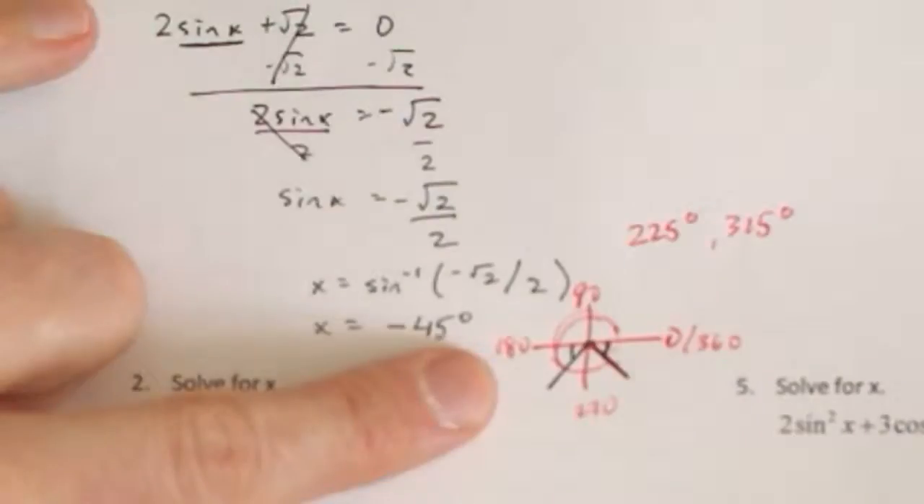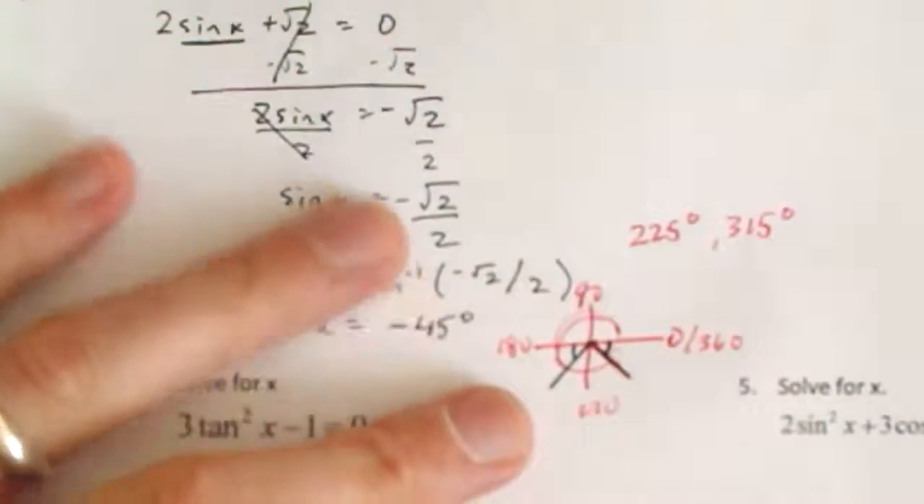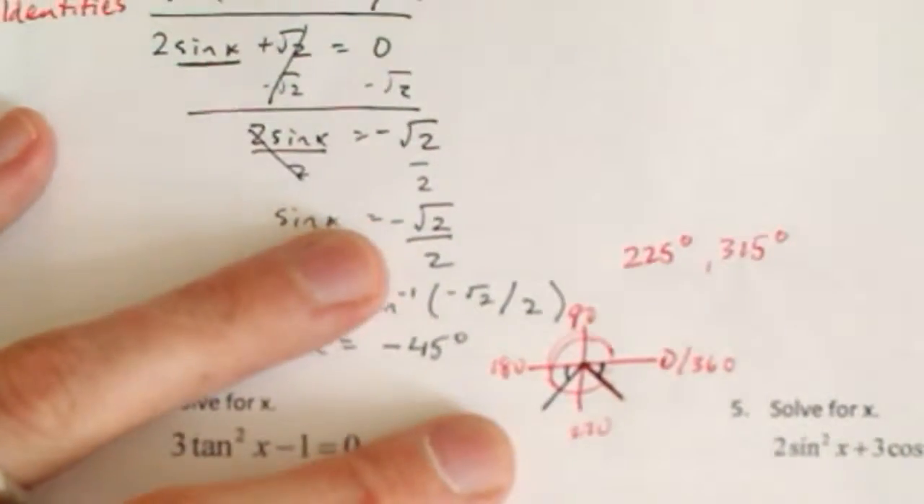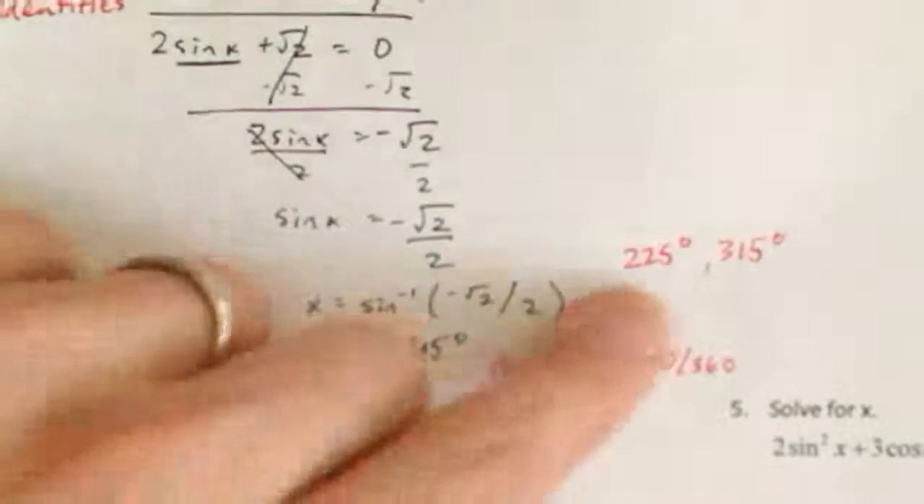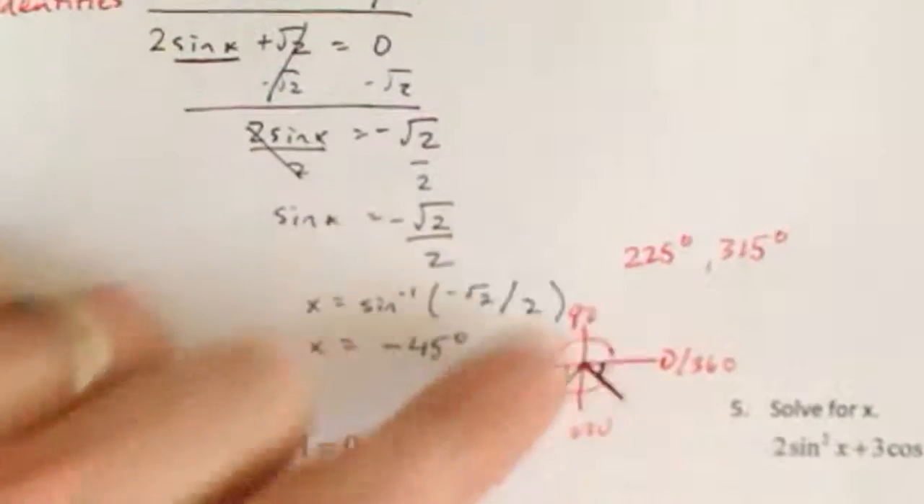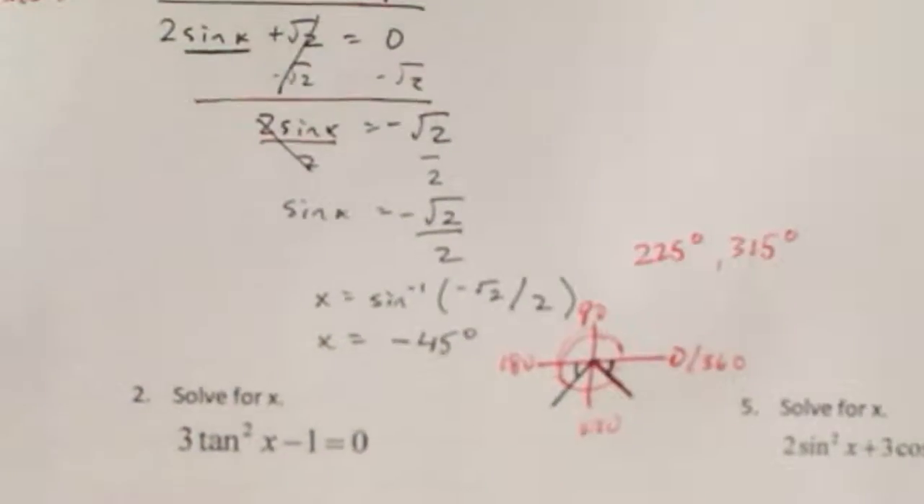You could go further and be more general, and you could also change things over to radians in terms of pi, but overall, these are the two angle values between 0 and 360 degrees that would work for x.